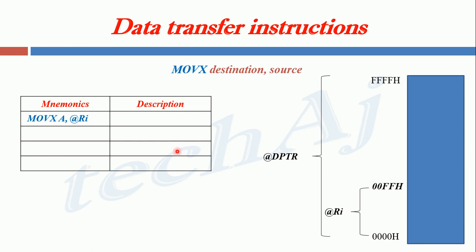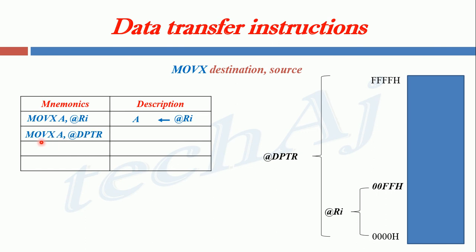The first instruction is MOVX A, @ri. Now, in this instruction, accumulator is a destination operand and @ri is a source operand. @ri will point to the address location of external memory, from which it will fetch the data and copy it into the accumulator. So from external memory, data will be taken by the address pointer and copied into the internal memory, into the accumulator.